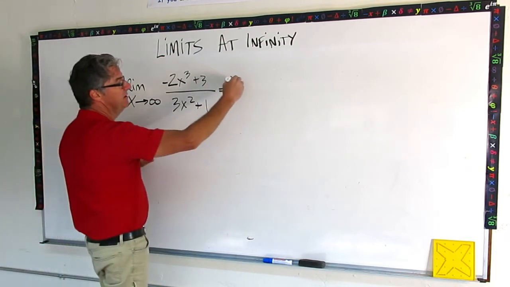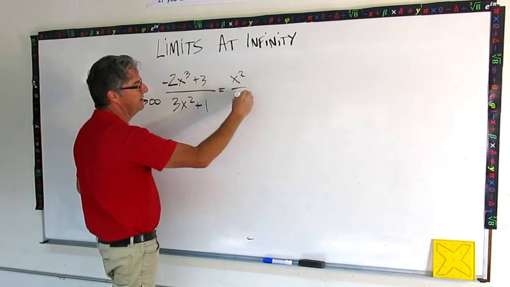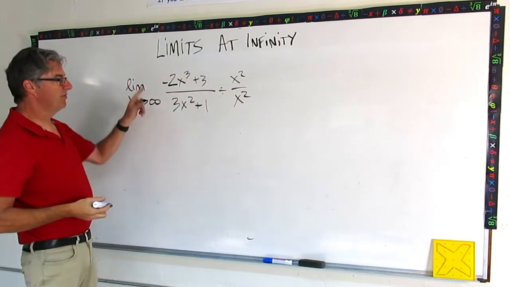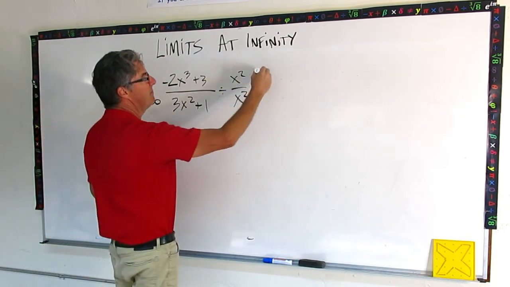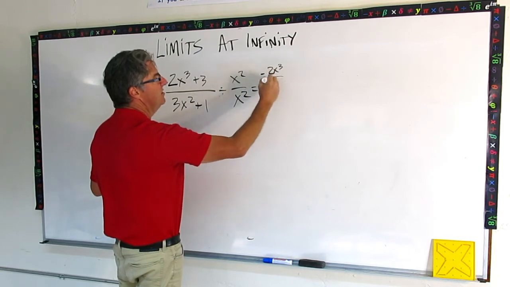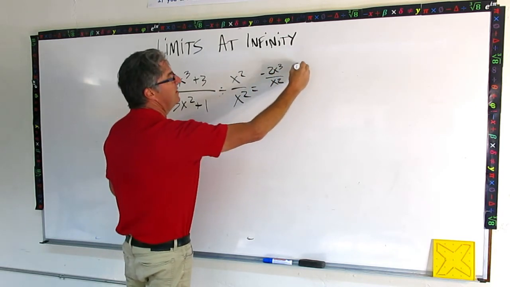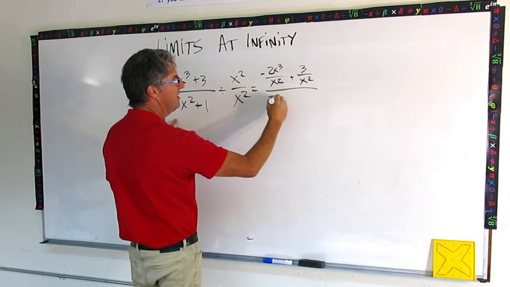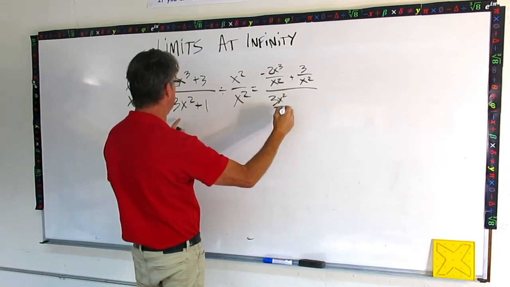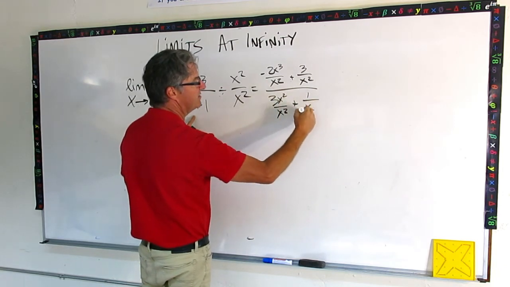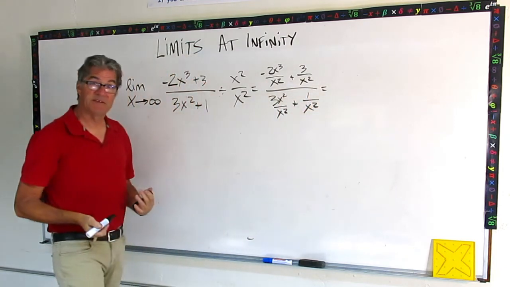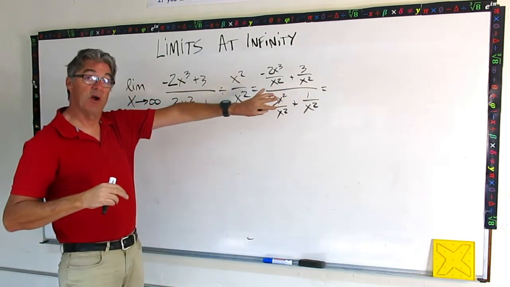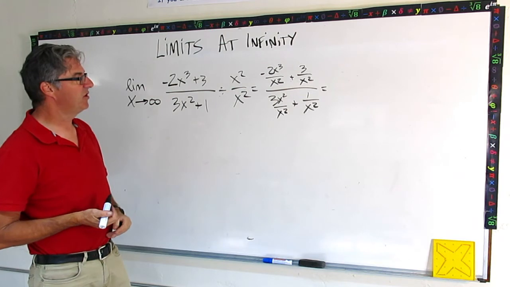So same trick. I'm just going to divide by x squared over x squared, just like before. That's divide. And I'm going to write my new fractions. We get minus 2x to the third over x squared plus 3 over x squared, all over 3x squared over x squared plus 1 over x squared. So that's your plug-in step. I urge you, resist the temptation to start canceling as you go. Just show more steps is always a good idea.